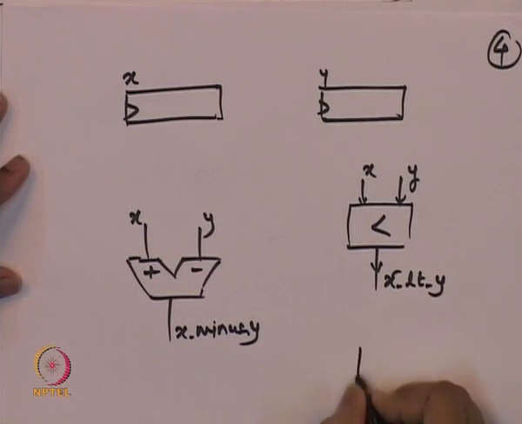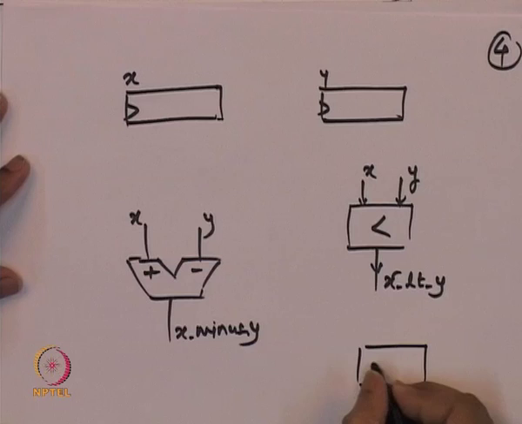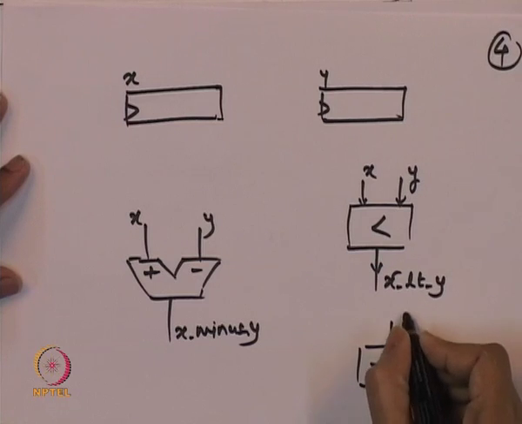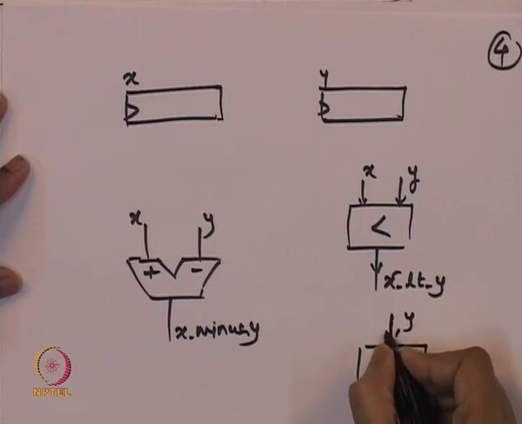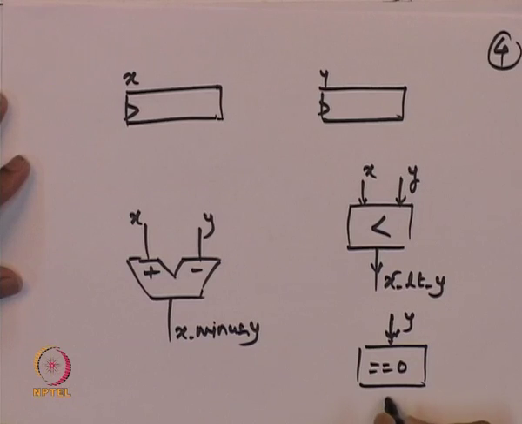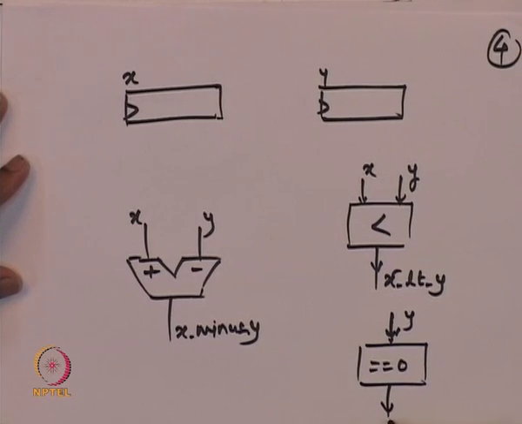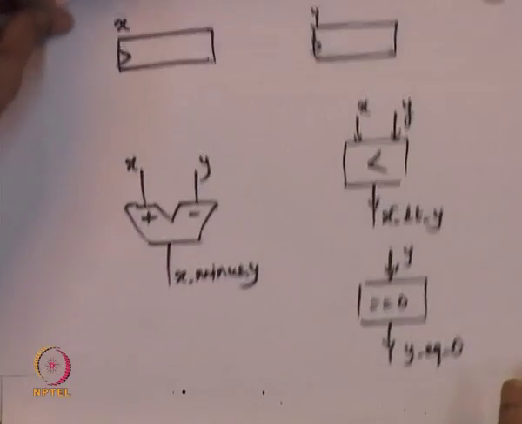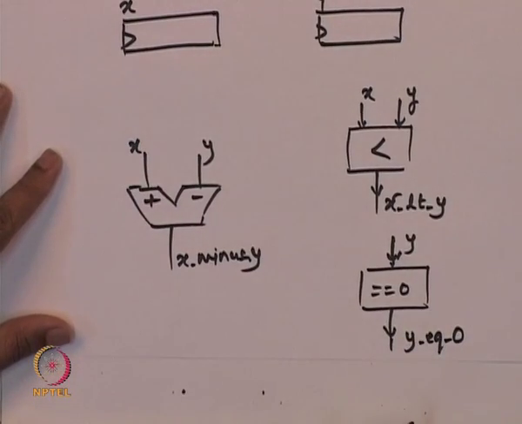What else do we require? We require an equality checker with 0, checking whether the y input to this equality checker is 0 or not. Again, this is a boolean output, and I call it y eq 0.